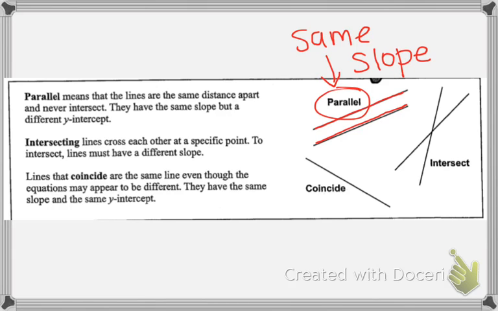Lines could intersect. That means that they cross each other at a specific point. They'll have different slopes. You could also have lines that are the exact same line. They fall on the same points.